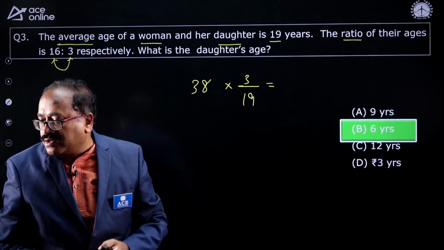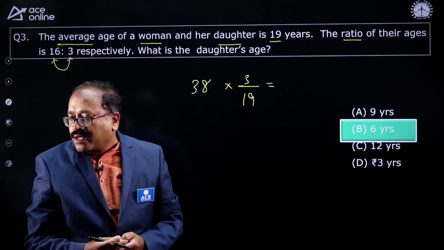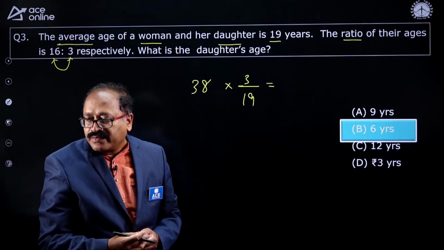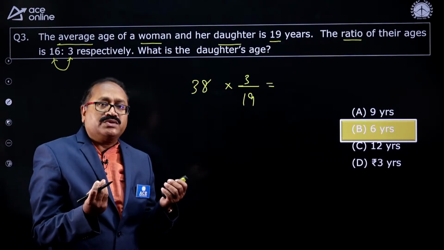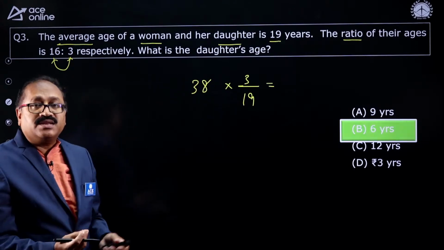Right, Anusha, right. Then Lakshmi, Subhas, is it option B? Simple questions, but it comes in the exam.